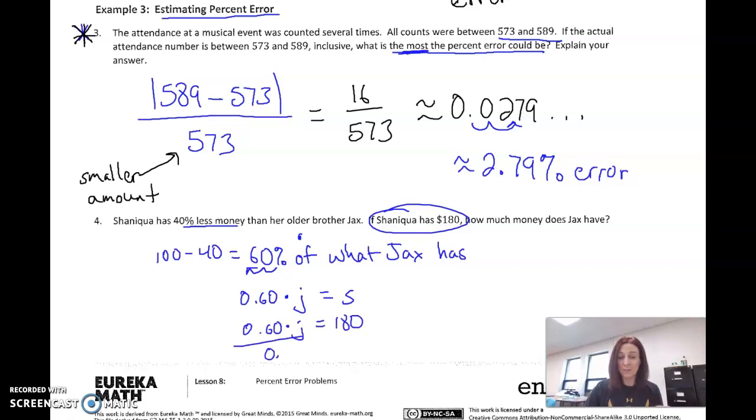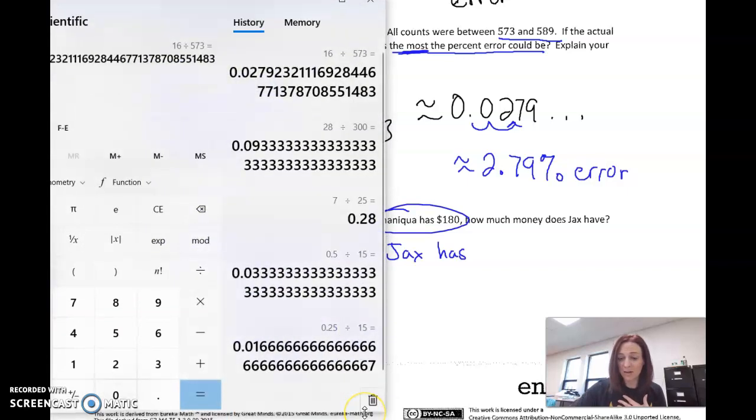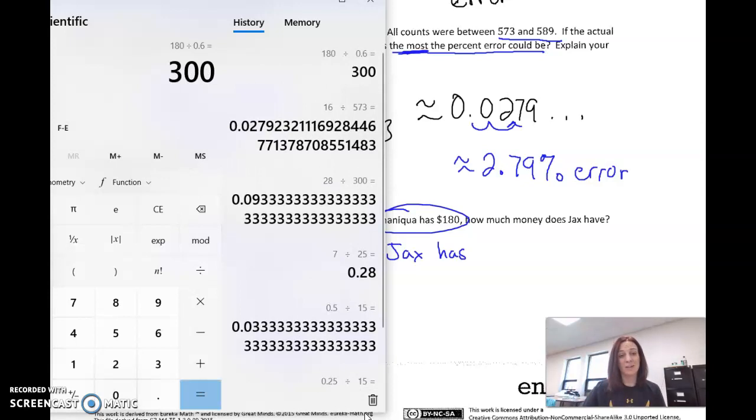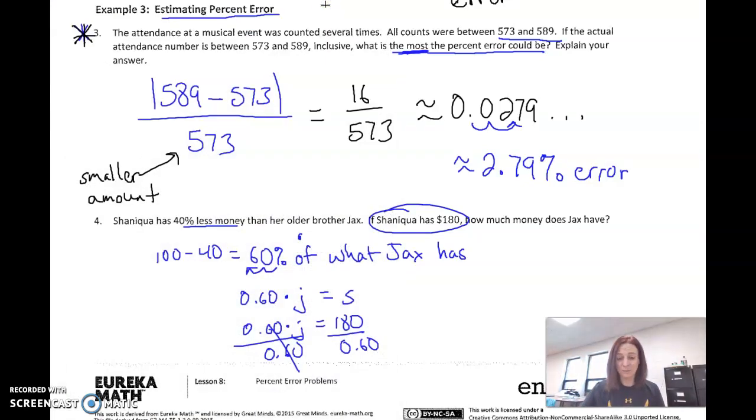If we divide, because I'm solving for J, I have to get rid of the 0.60. It's multiplying, so I undo that with dividing. 0.60 divided by 0.60 is 1. Then I take my calculator and go 180 divided by 0.6, and I get 300. So what does Jax have? Jax has $300. Because Shaniqua has 60% of what he has, and she has 180, it makes sense that he has more money at 300.